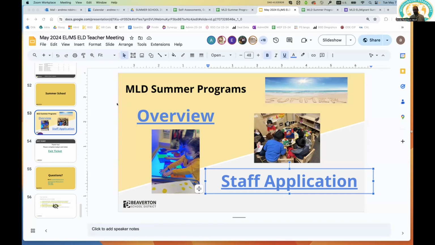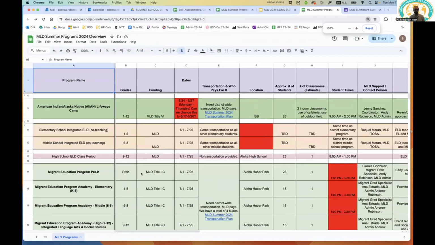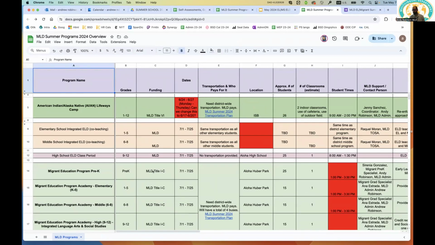Now let's talk about the supplemental summer programs that the MLD is offering. This first link is the overview document, and this brings you to this page. It's still a work in progress, but most of it is locked in. A reminder, or for those of you that are new, our MLD summer programs are supplemental, meaning that they are funded by grants and they can't really compete with other programs.